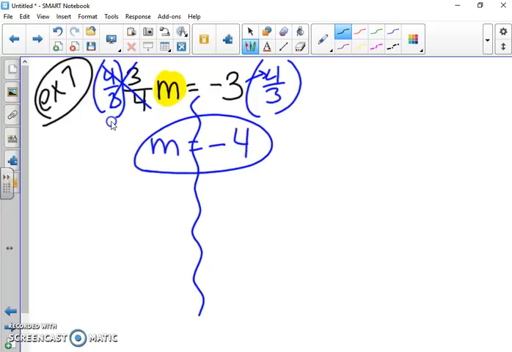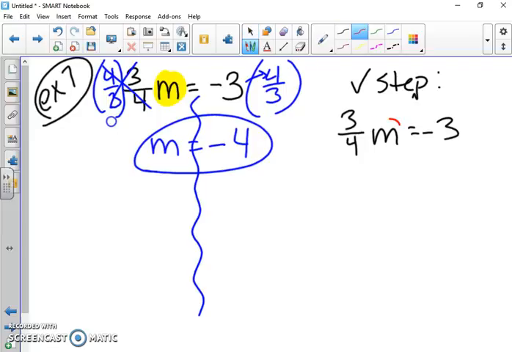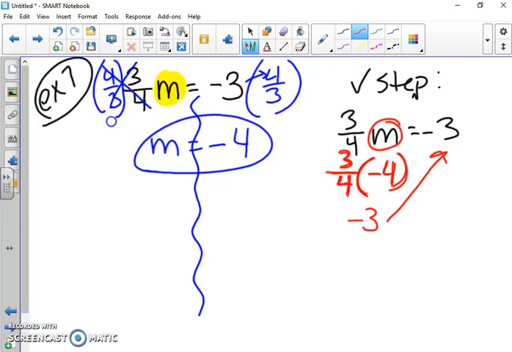Okay, let's check step it out. Supposedly m is negative 4. Now, when I'm doing this, you would say 3 divided by 4, enter, times negative 4, which is 4 negative, enter. And I promise you, you'll get a negative 3.